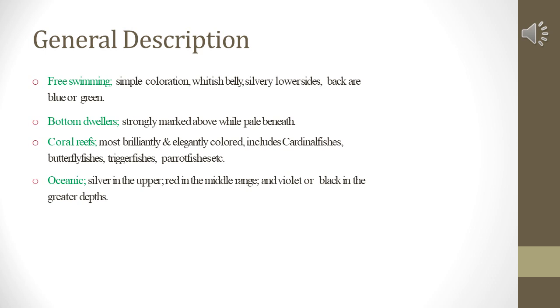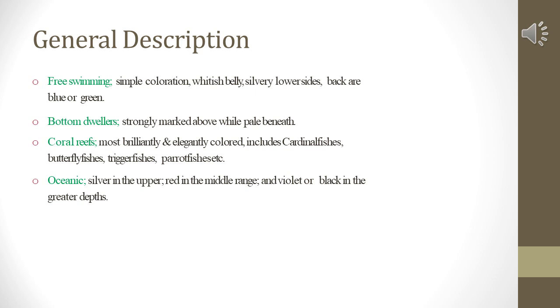Now the fishes which are bottom dwellers. Bottom dweller fishes have strongly marked above and pale beneath. Their upper portion of the body is marked mostly with lines, and their belly is pale in color. The fishes present in the coral reefs are mostly brilliantly and elegantly colored, as you have seen in the last picture. These types of fishes are mostly present in the coral reefs. Examples of coral reef fishes are cardinal fishes, butterfly fishes, trigger fishes and parrot fishes, etc. You can see further pictures of different types of fishes.